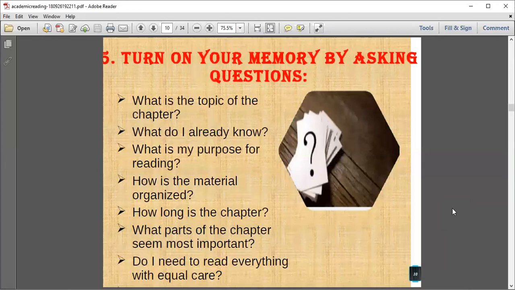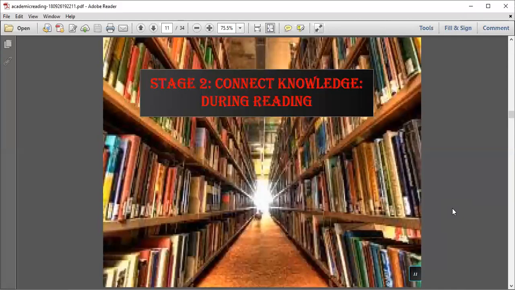Next point, turn on your memory by asking questions. What questions can be asked? What is the topic of the chapter? What do I really know? What is my purpose for reading? How is the material organized? How long is the chapter? What parts of the chapter seem most important? Do I need to read everything with equal care?